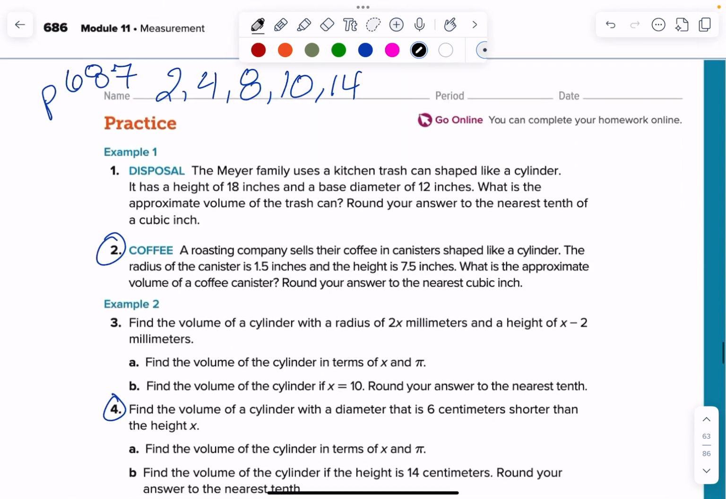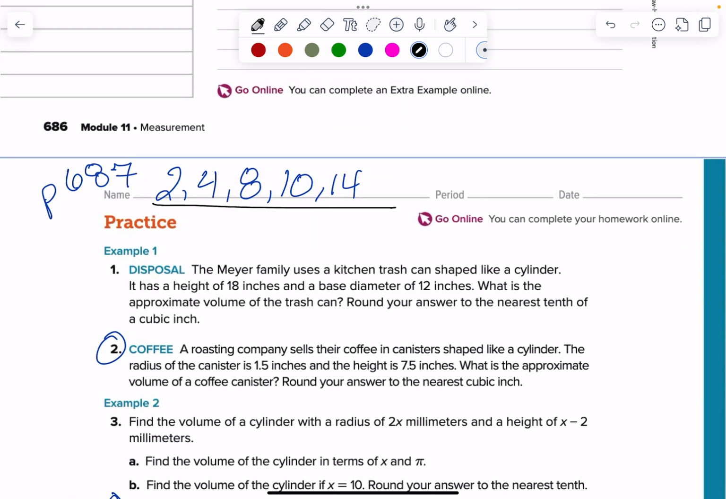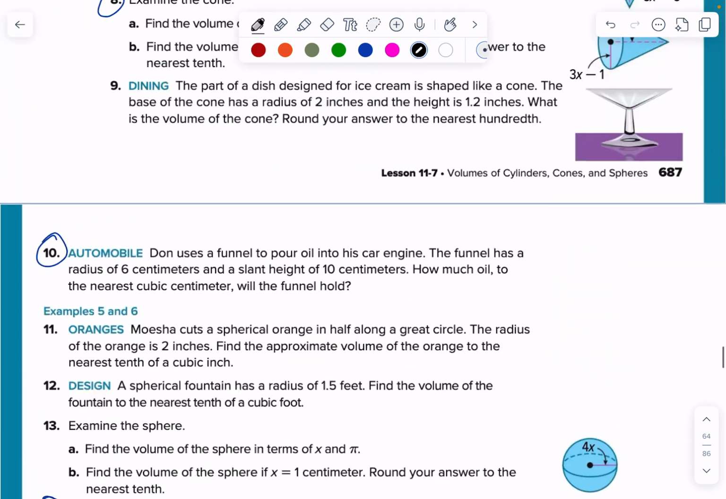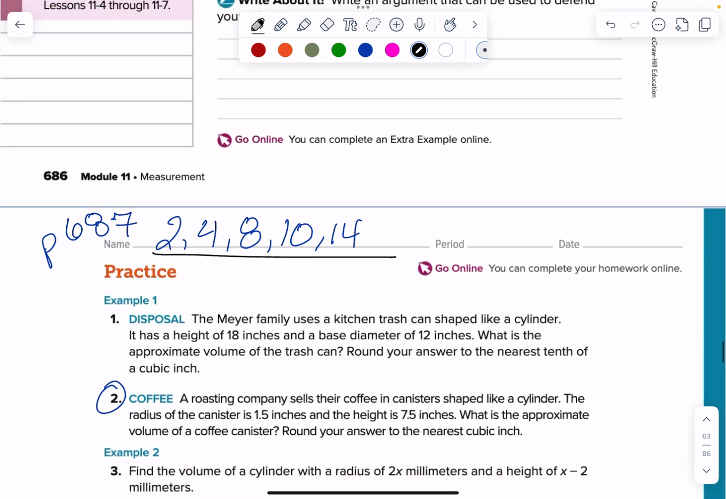Let's do for homework these 5 on page 687: 2, 4, 8, 10, 14. Add those. You can rip this out because I think this is just a 1-pager. There's some on the back side. But rip this out and you can staple 11.6 and 11.7 together.